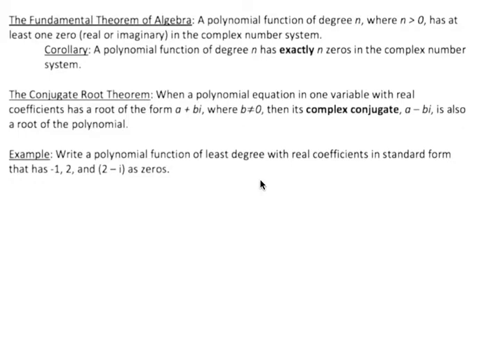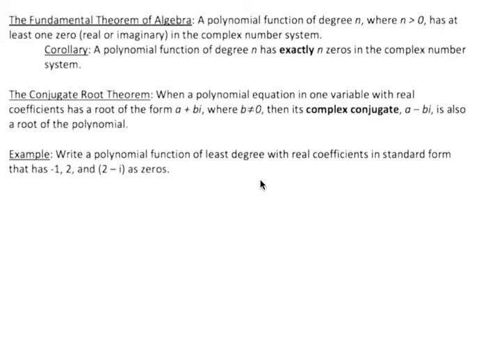So the corollary is what we really focus on, though, with the fundamental theorem of algebra. That says a polynomial function of degree n has exactly n zeros in the complex number system. So that's telling us that the number of zeros or the number of solutions should match with the degree of the function. We have to keep in mind that if a zero has a multiplicity greater than 1, then it's taking up more than one spot in our list of possible zeros. But that should match the degree of the function.